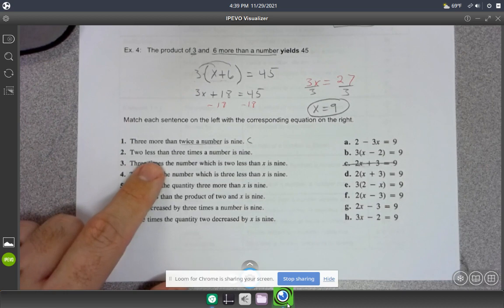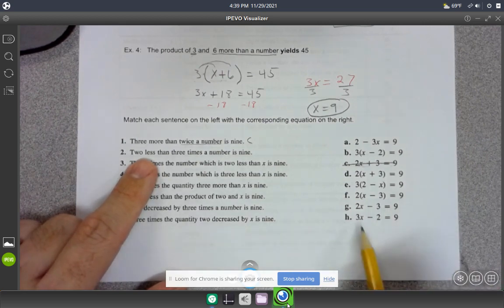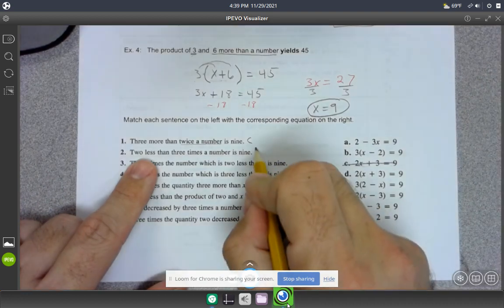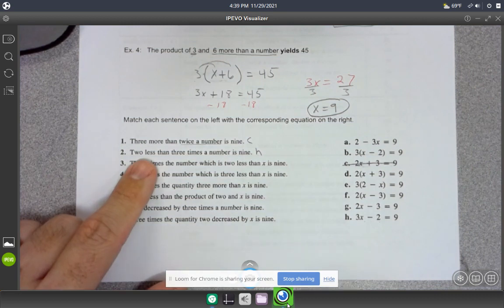2 less, so it's going to be something minus 2. 2 less than 3 times a number. All right? So 3 times a number, and I'm wanting 2 less than that. So that's going to be represented by H. All right, 2 less than 3 times the number. Good.